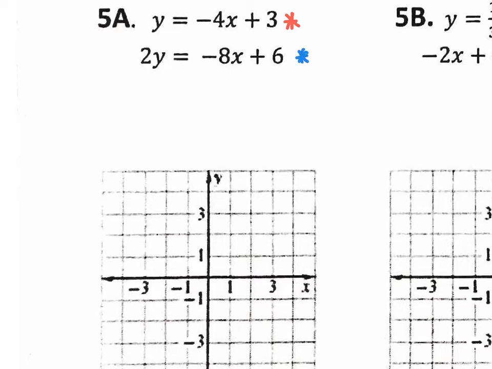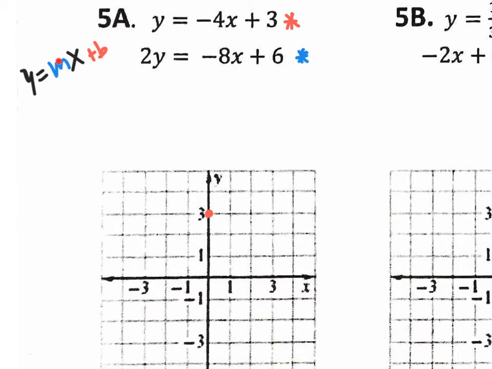Now, the one in red is already ready to graph. It's already in y equals mx plus b. So you start with the b value at 3. It crosses at 3, so let's put a dot at 3. From that dot, I'm going to rise and run according to my slope. Remember, y equals mx plus b. The b value is your y-intercept. I already put a dot there.